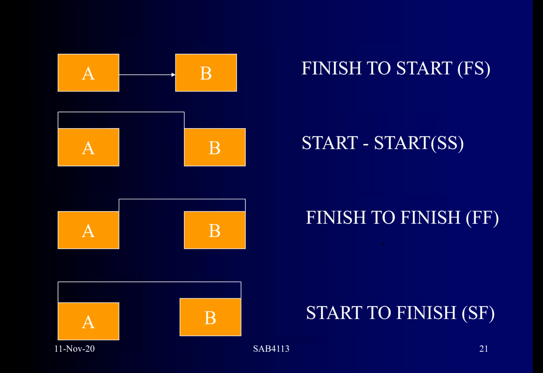Okay, now we go into a different type of relationship. Before we go into this, just remember the AOA diagram basically just uses the FS relationship. All the relationships are only finish to start. And then they developed AON. The initial AON only used the FS relationship. So AOA and basic AON are very simple. But then comes the PDM diagram.